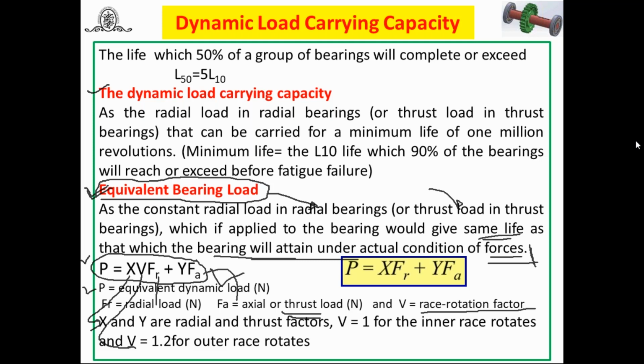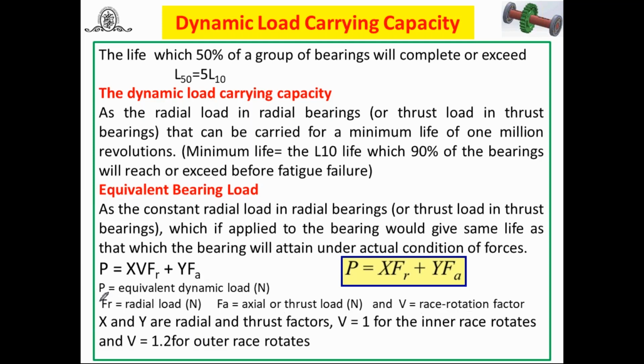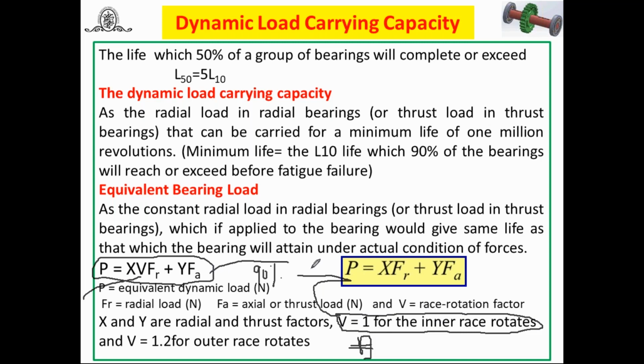This is the standard equation that you have to remember. But in more than 90% of applications, you know very well, along with the shaft, the inner race is going to rotate. If the inner race rotates, the value of V is equal to 1. So in general, when the inner race rotates, with V equal to 1, you can substitute and you will get X Fr plus Y Fa. That's why I have written this equation here.